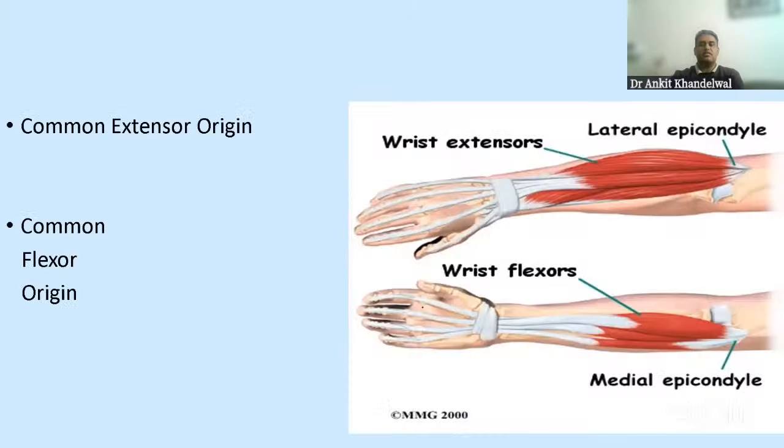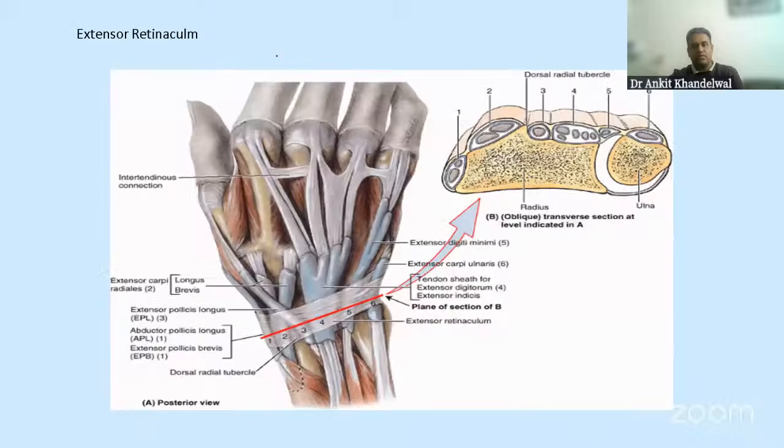Now let us see the extensor compartment. Common extensor origin, I already told you, is from which condyle? It's the lateral epicondyle. Let's move forward. Extensor retinaculum, guys. This part over here is our extensor retinaculum, slightly oblique, going down to the thumb side. If I place my 2 fingers over here, this is the extensor retinaculum.